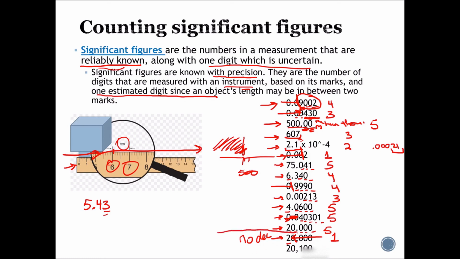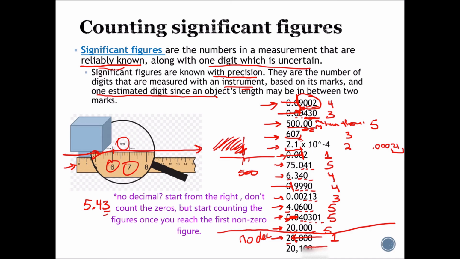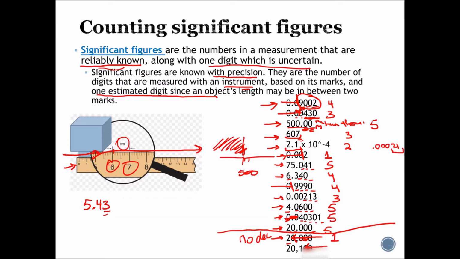So when you get to values that do not have decimals, you can start on the right side and work your way to the left. These zeros at the end will be placeholders now. This measurement is measured to the nearest hundreds, so it has 1, 2, 3 significant figures.